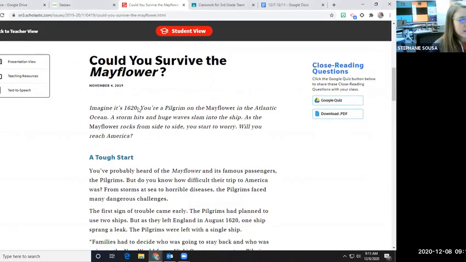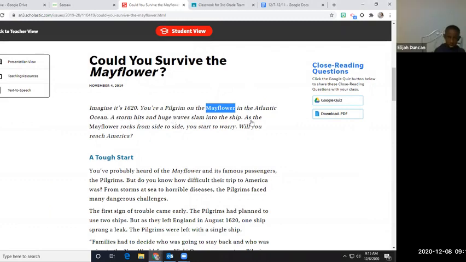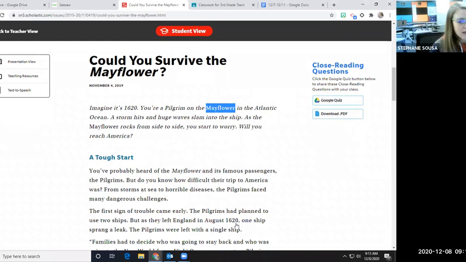Imagine it's 1620. That is 400 years ago, kiddos. You're a pilgrim on the Mayflower in the Atlantic Ocean. A storm hits and huge waves slam into the ship. As the Mayflower rocks from side to side, you start to worry. Will you reach the Americas?